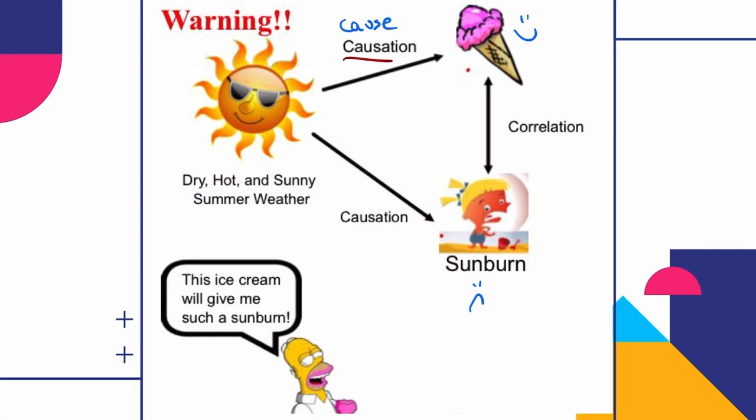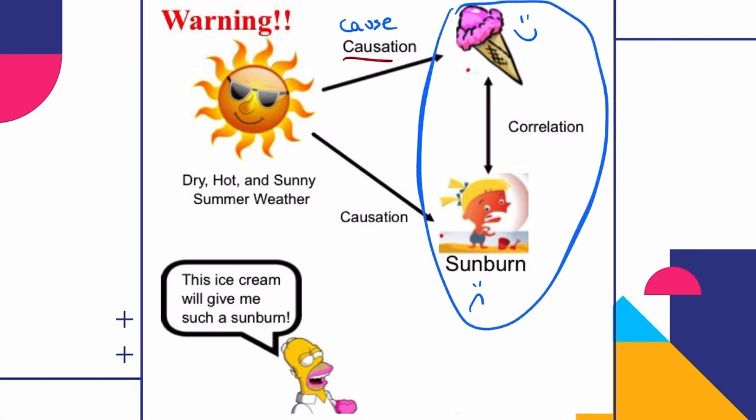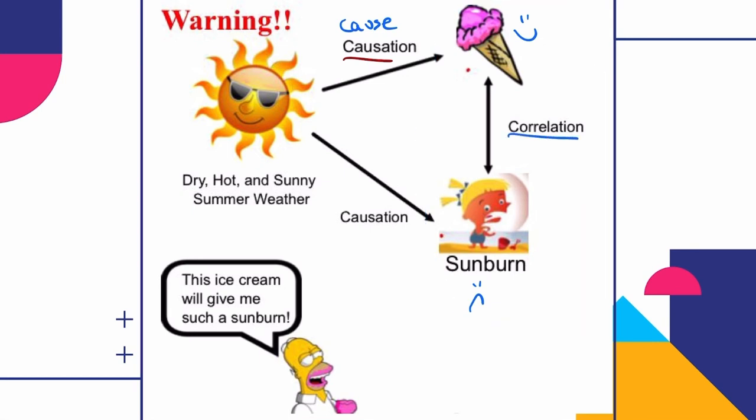No. So just because the ice cream and the sunburn are happening at the same time, they're just correlated. Correlated means they have some relationship, and the relationship has to do with the sun. So the sun causes the ice cream, and the sun causes the sunburn, but there's just a relationship.